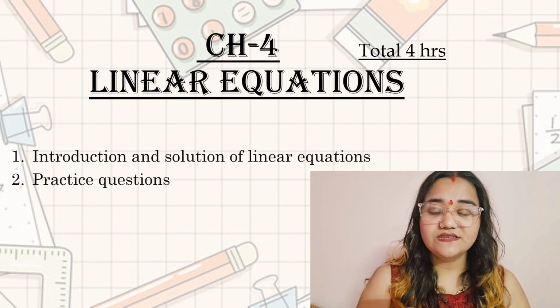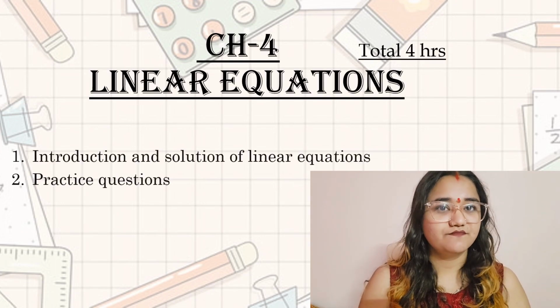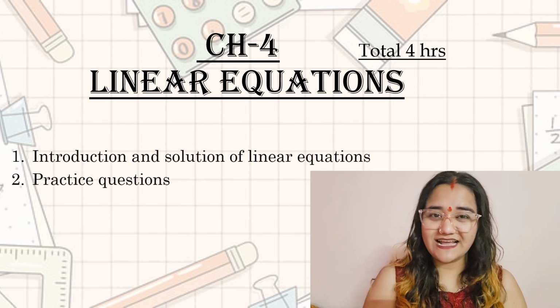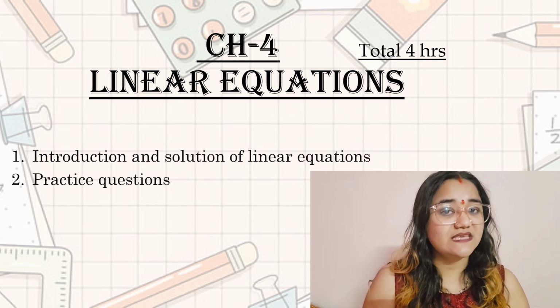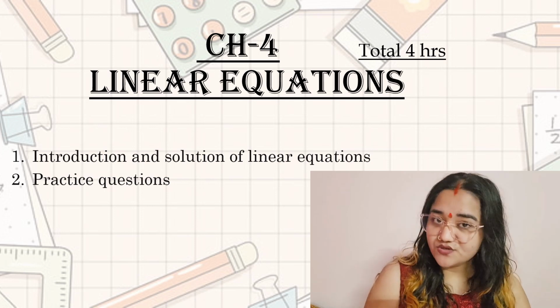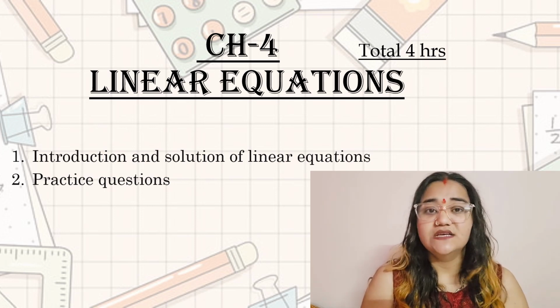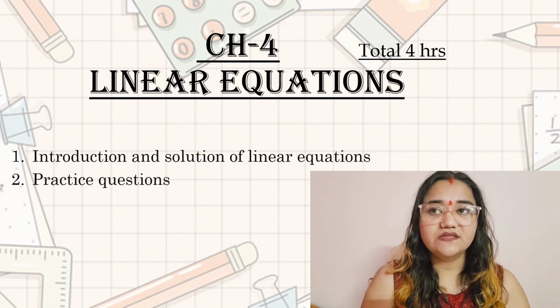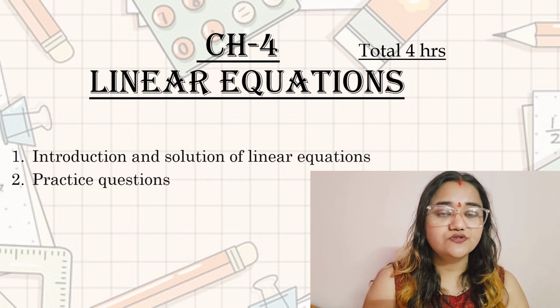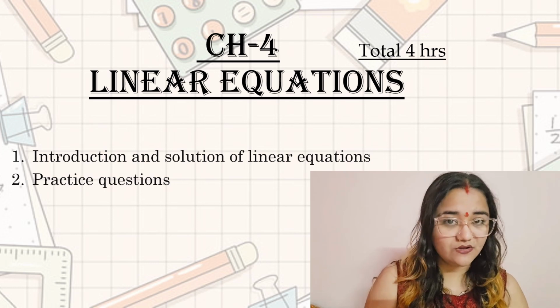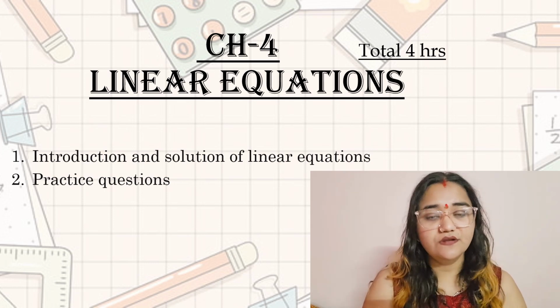Chapter number 4 is linear equation in 2 variables. We have done linear equation in 1 variable in class 8. So in class 9th, we will learn about when 2 variables are there in the same equation, how we are going to solve them graphically. So it is a small chapter, but the type of questions are wide and vast. So we are going to do practice questions more, focusing on this chapter. So it will take us around 4 hours.